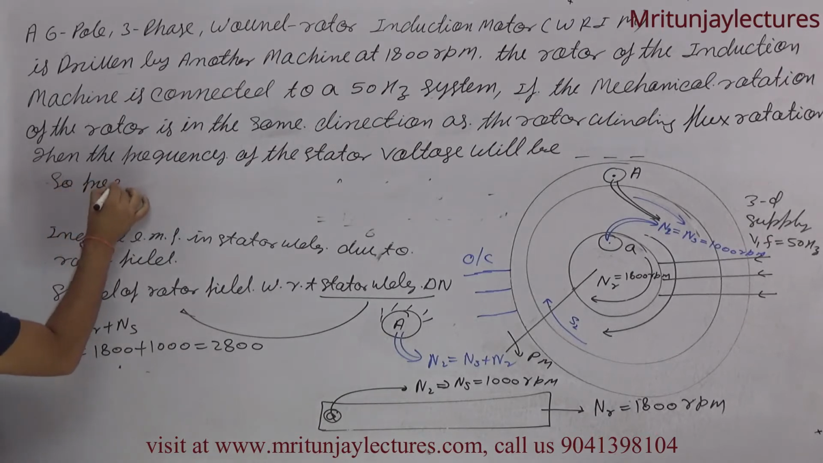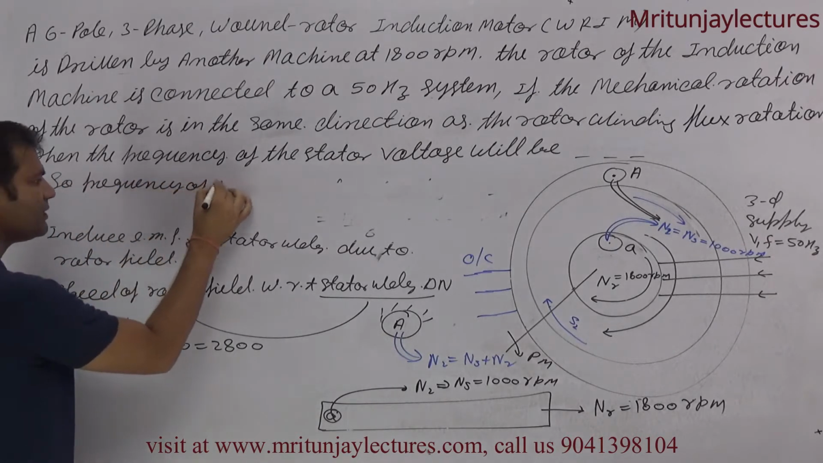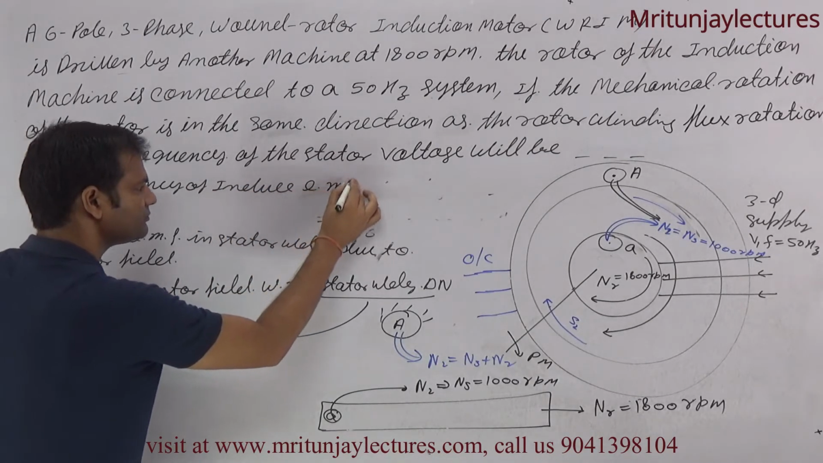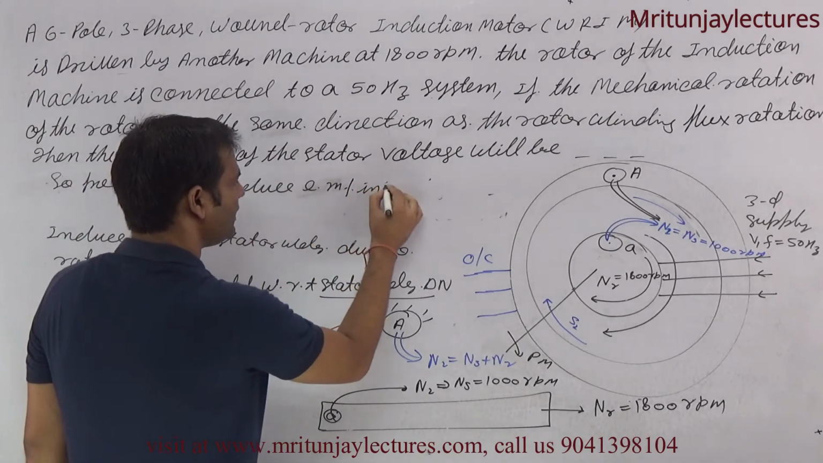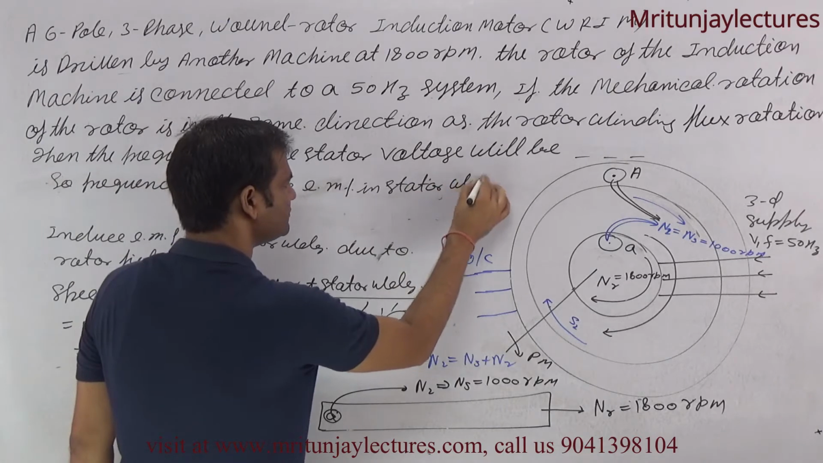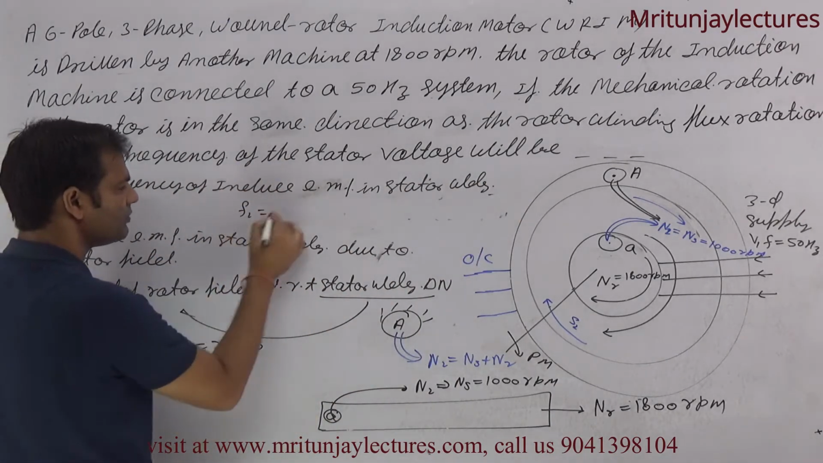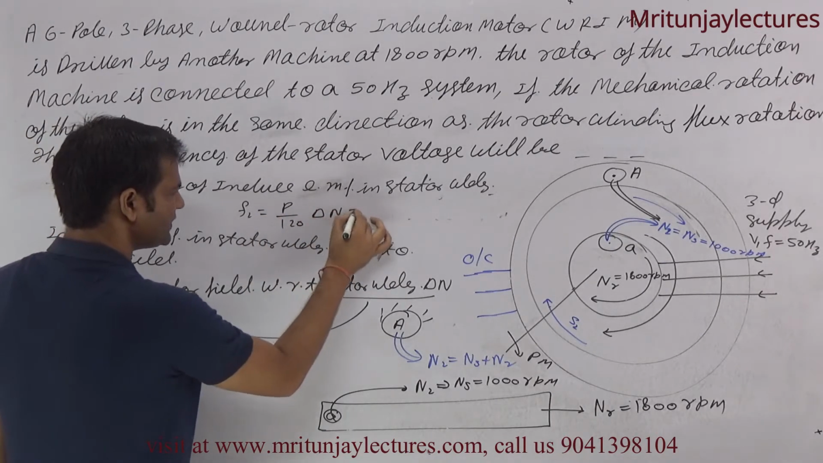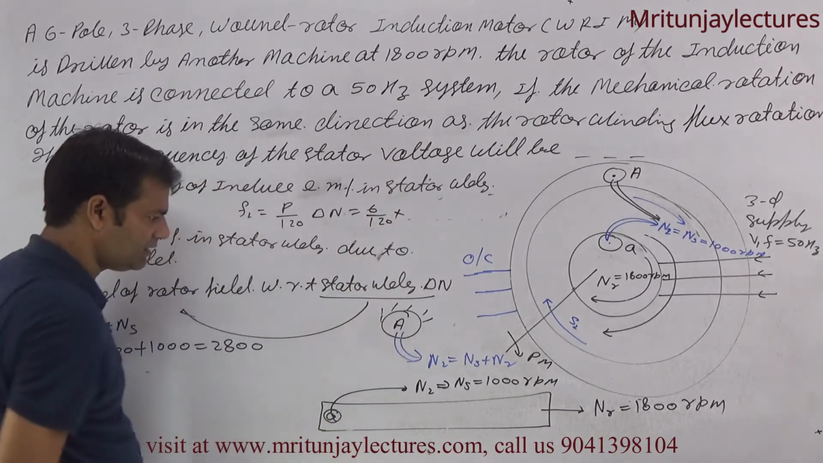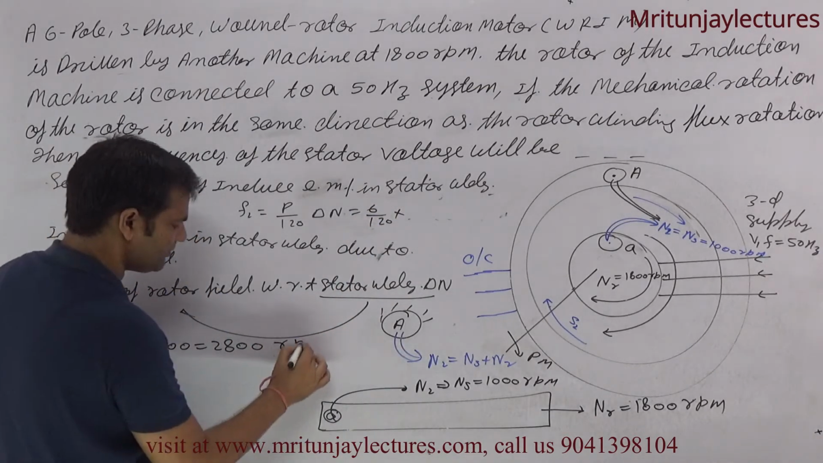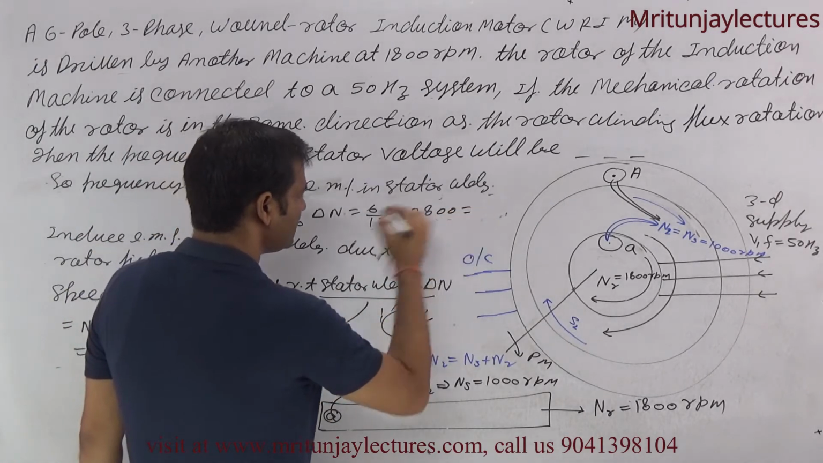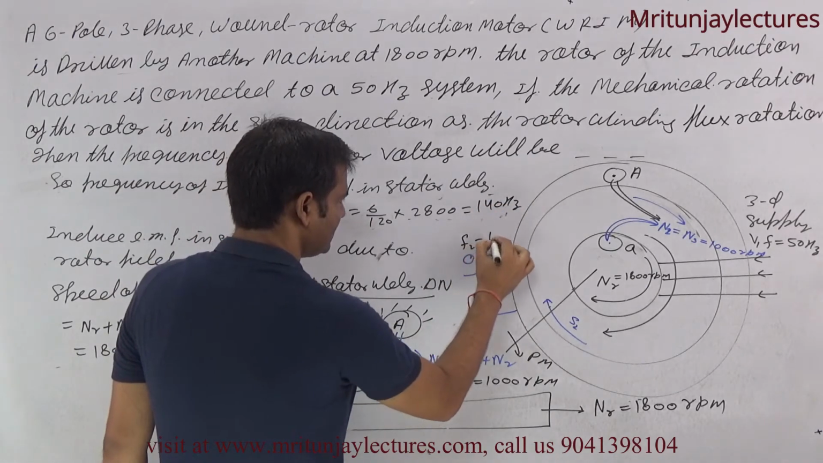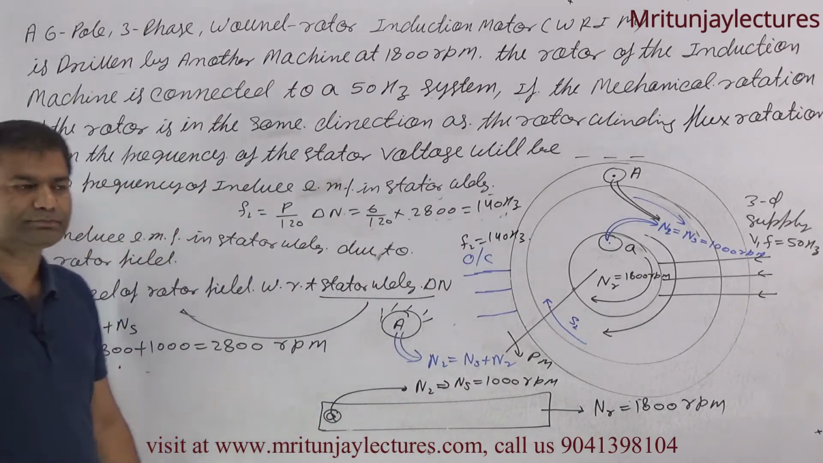So the frequency of induced EMF in stator winding, F2, is equal to P by 120 into delta n. So 6 by 120 into delta n, that is the rpm, gives 140 Hz. Clear? F2 is equal to 140 Hz. Clear?